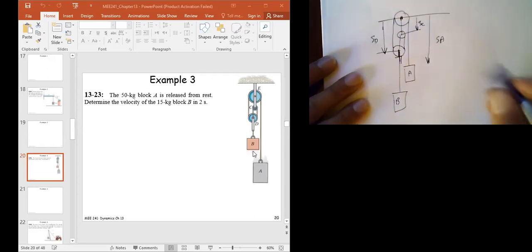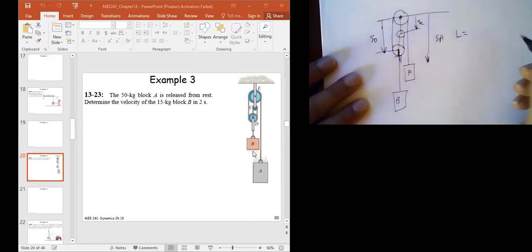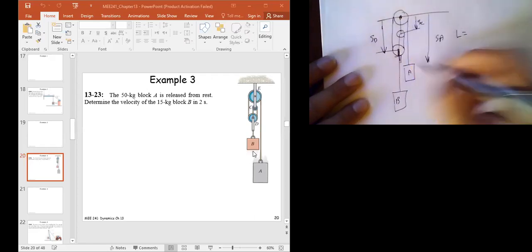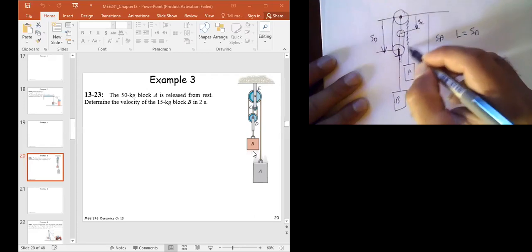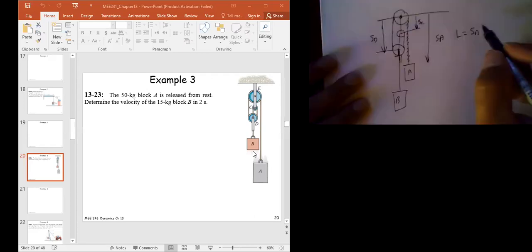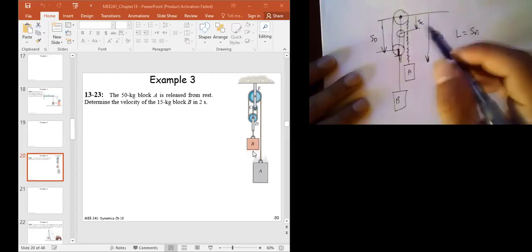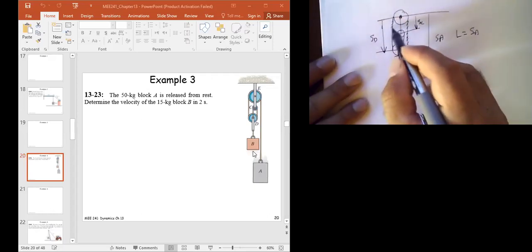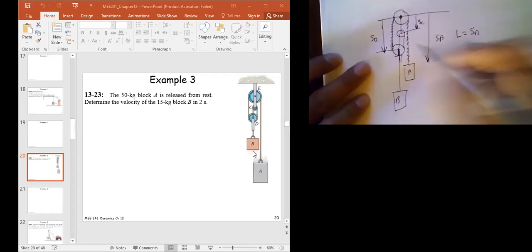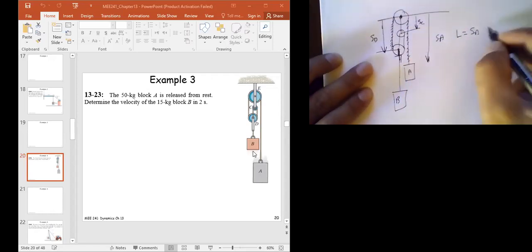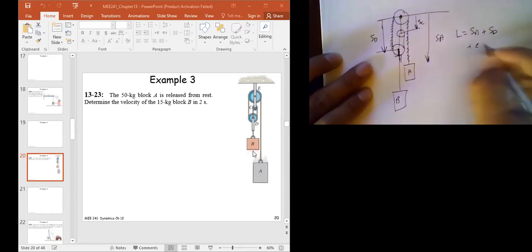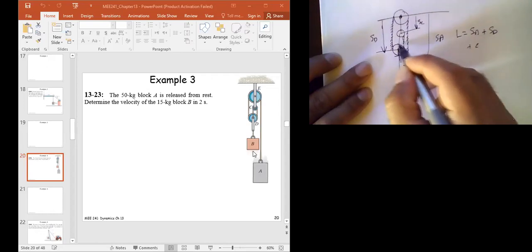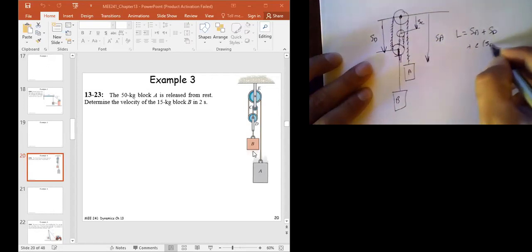Okay, so the length of the cable is going to be equal to what? I can start from here, right? So it's going to be equal to SA, this is the first part, plus what? Can you tell me? Plus I'm going to add this rope, SD. Yes, plus SD. Then plus 2 times (SD minus SC), this guy, 1 and then 2.